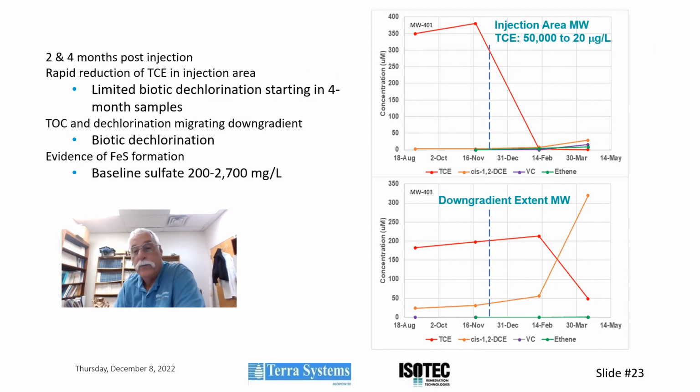So these are results from 2 to 4 months after the injection. We have 2 different areas. In the injection area, we're seeing more of a biotic signature with complete reduction of the PCE and TCE with very little daughter products. And then in the down gradient area, we're seeing more of an abiotic or biological signature with the reduction of TCE to cis-DCE. We already see evidence for baseline sulfate reduction or ferrous sulfide generation with the baseline high sulfate concentrations.